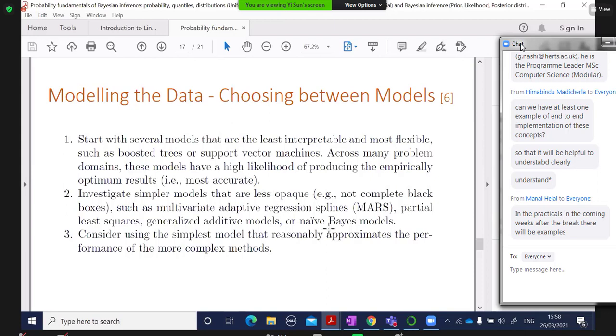So this is the methodology we propose here: start with some models that have a high likelihood of producing very accurate performance, then investigate some simpler models. Finally, choose the simplest model that can give you reasonably good results, like those good, complex models.